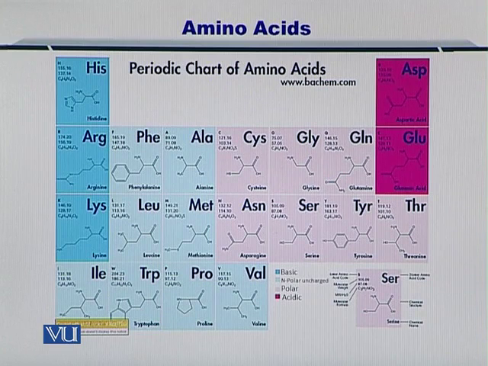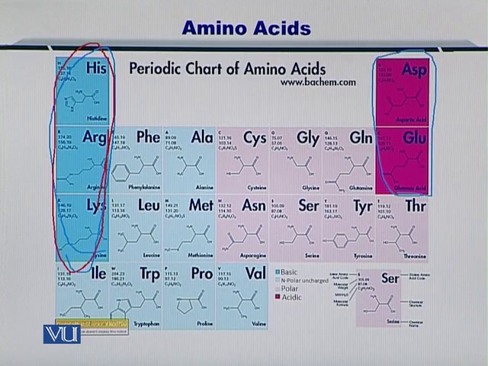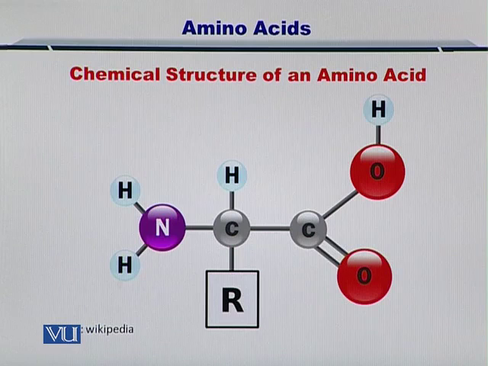And as you can see in this periodic chart of amino acids, the amino acids with basic properties are listed on this side here, and the acidic ones are listed on this side. The rest of them have partially acidic and partially basic properties. Interestingly, the amino acids share a common structure.